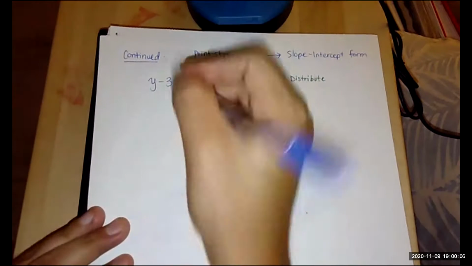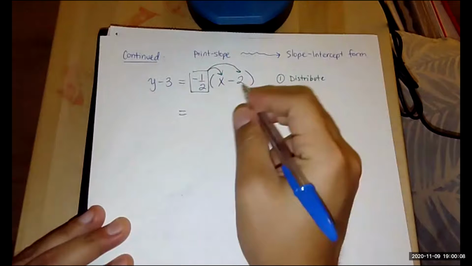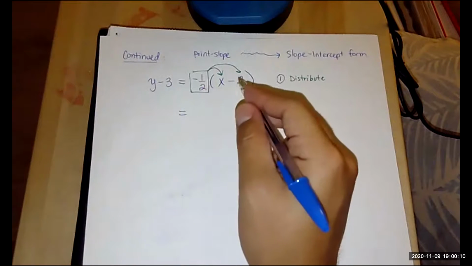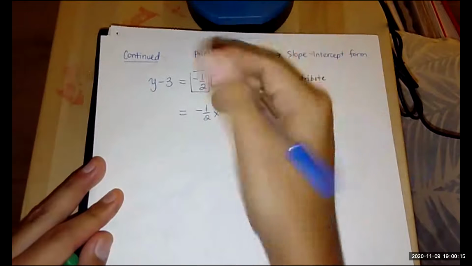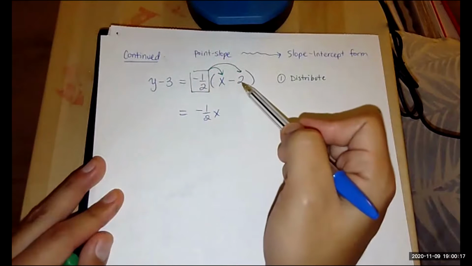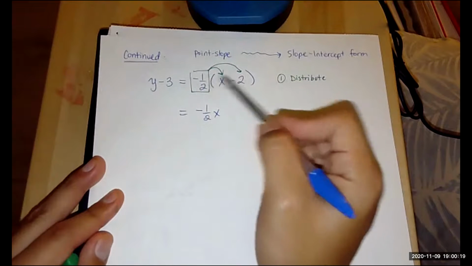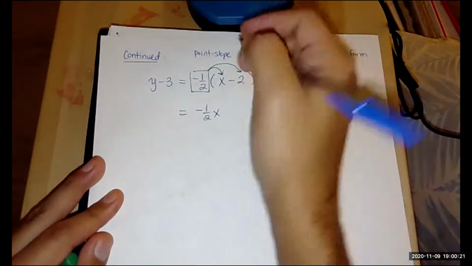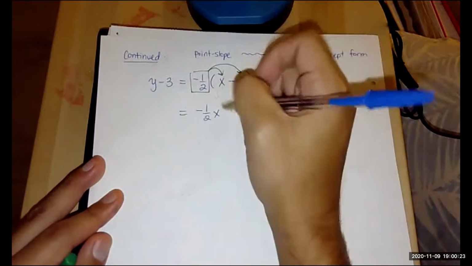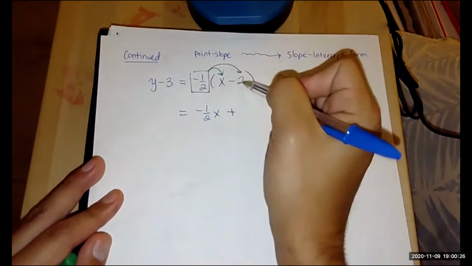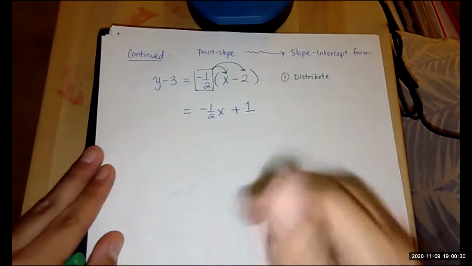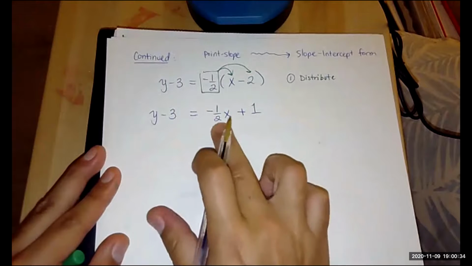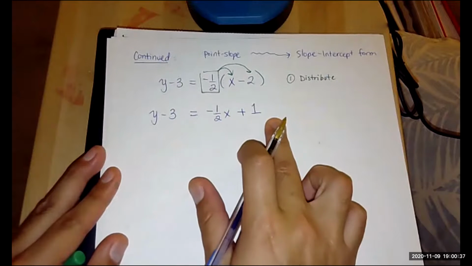And the nice thing about multiplying 1/2 times something is that it's pretty easy to multiply 1/2 times a whole number. So we'll have negative 1/2 x, and then 1/2 times 2. You can ask yourself, what is half of 2? And that's just 1. Negative times a negative is going to be a positive. 1/2 times 2 is just 1. So we have y minus 3 is equal to negative 1/2 x plus 1.